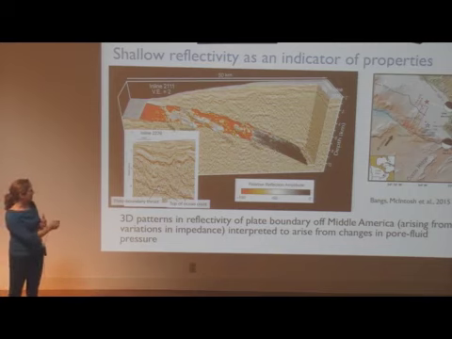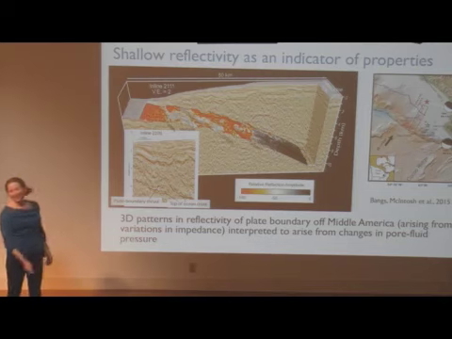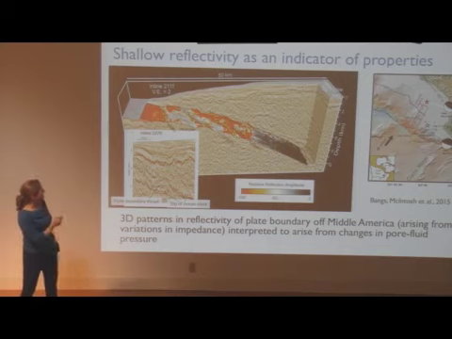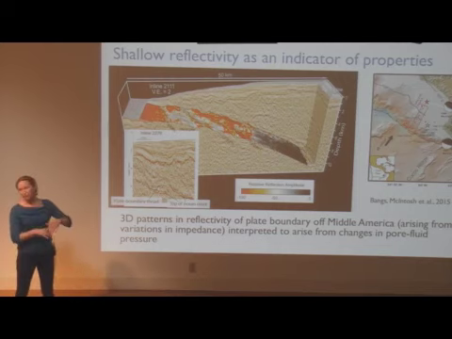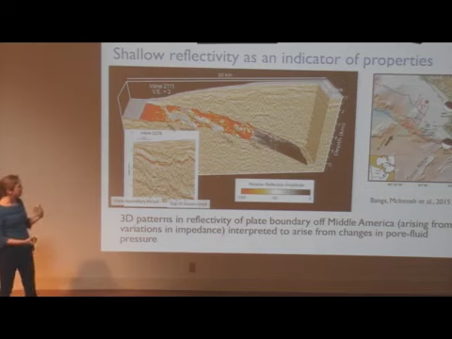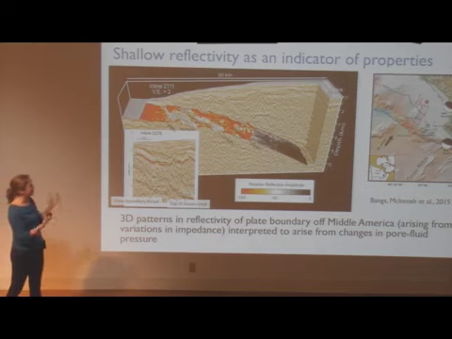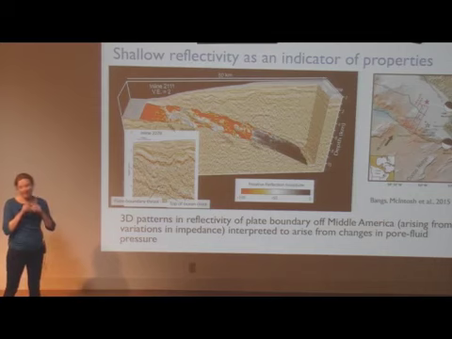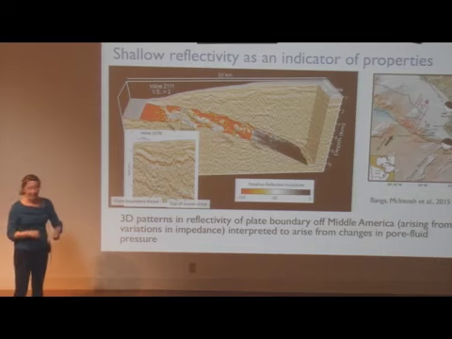And so they relate these very high amplitudes, or I should say very negative high amplitude, so reverse polarity, high amplitude reflections, to variations also in fluids and pore fluid pressure along this boundary. And so in the very few places that we have these kinds of special 3D data, you can look in even more detail at the patterns and how they relate.